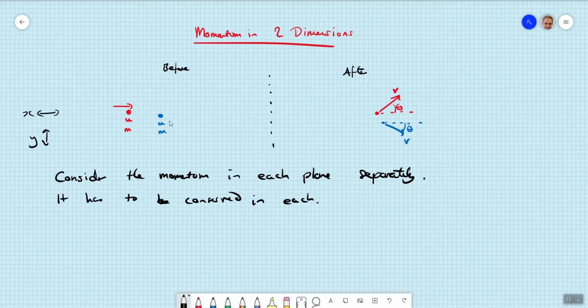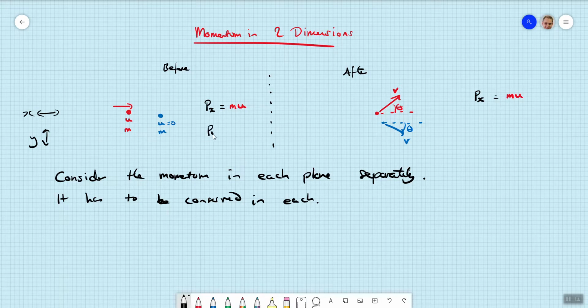So let's say this ball is actually stationary, so u is equal to 0. Our initial momentum in the x direction is equal to mu from the red ball. That must mean that our final momentum in the x direction, even though these balls are going off in different ways, also has to equal mu. So these two must combine to give us the same value.